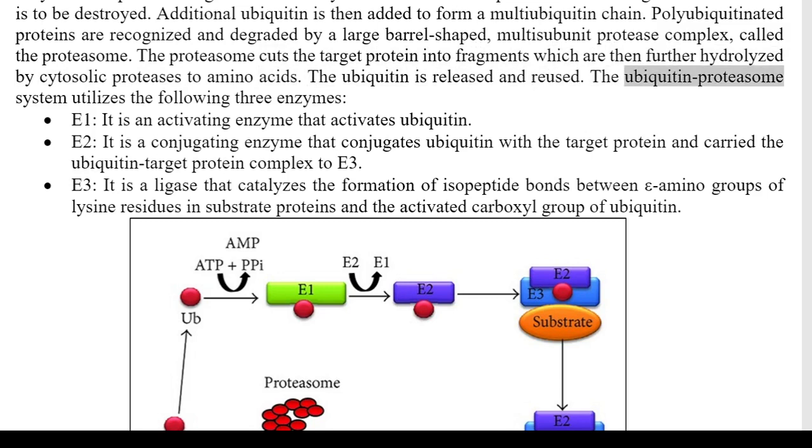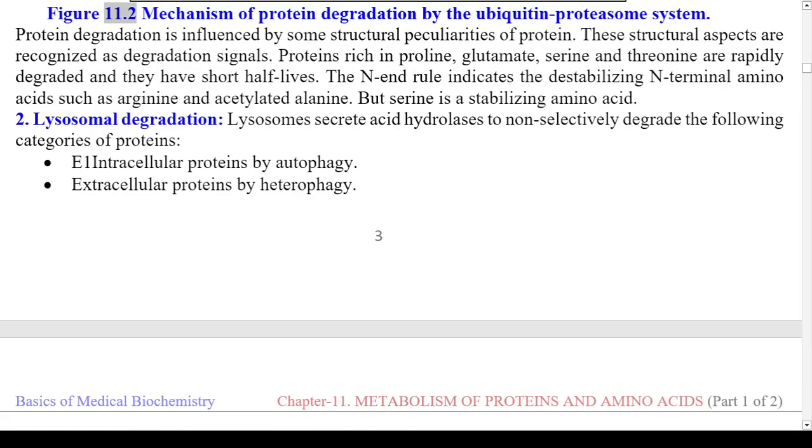The ubiquitin proteasome system utilizes the following three enzymes. E1, an activating enzyme that activates ubiquitin. E2, a conjugating enzyme that conjugates ubiquitin with the target protein and carries the ubiquitin-target protein complex to E3. E3, a ligase that catalyzes the formation of isopeptide bonds between epsilon amino groups of lysine residues in substrate proteins and the activated carboxyl group of ubiquitin. Figure 11.2 Mechanism of protein degradation by the ubiquitin proteasome system.